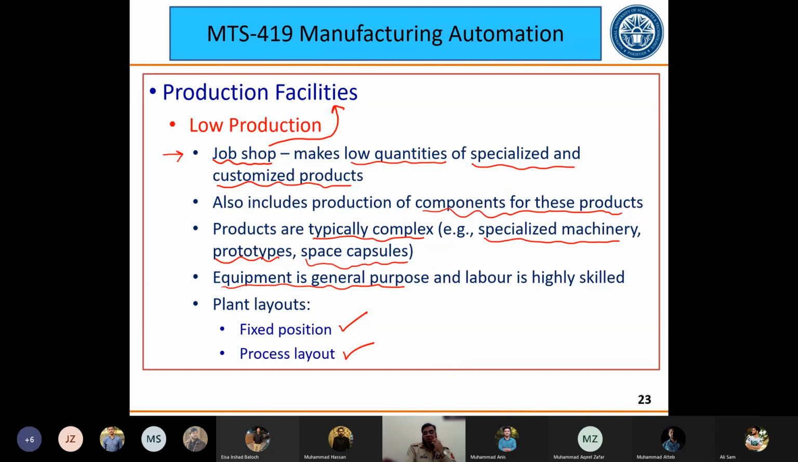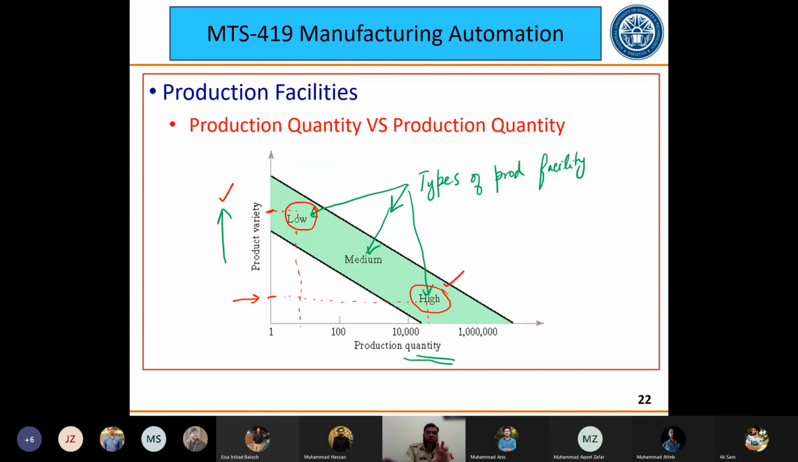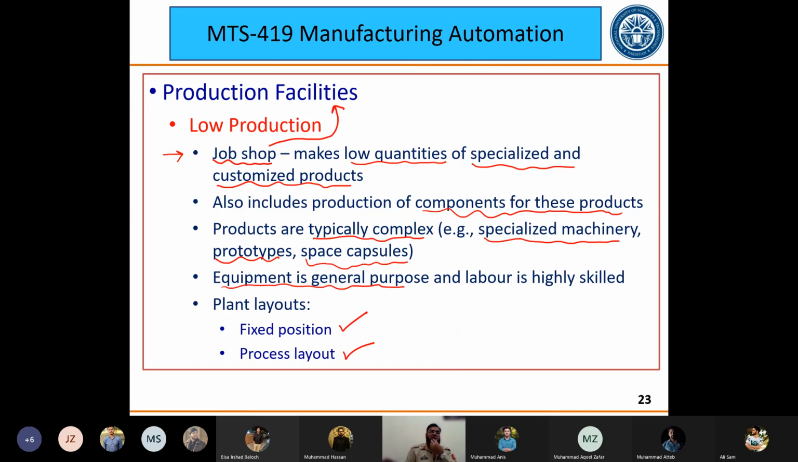Now, these low, medium and high production facilities, we will define what they are called. So the first one, in the low production, is the job shop. Keep this in mind, let me highlight it. Job shop is the term which you are going to come across a number of times in the field also.